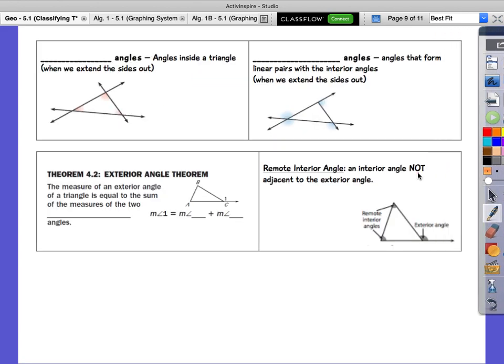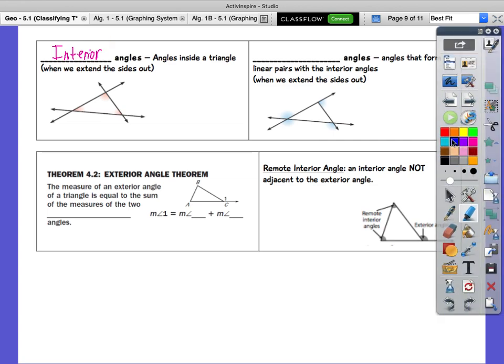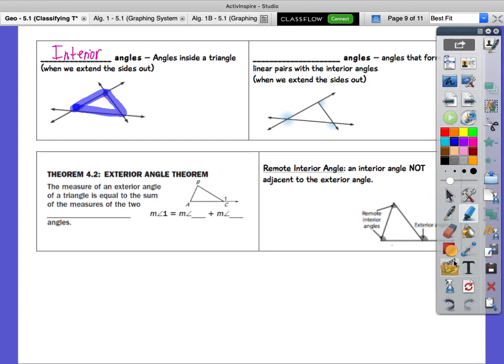Okay? So we have 2 types of angles for a triangle. We talked about how we had interior and exterior. So let's talk about the interior one more time. The interior angles are angles inside a triangle. Even if we extend the sides, like this is the triangle, but we extended the sides. We said, let's pretend the sides keep going as lines. Well, those 3 angles inside are still going to be the interior.